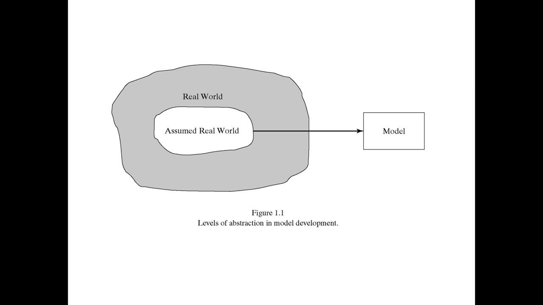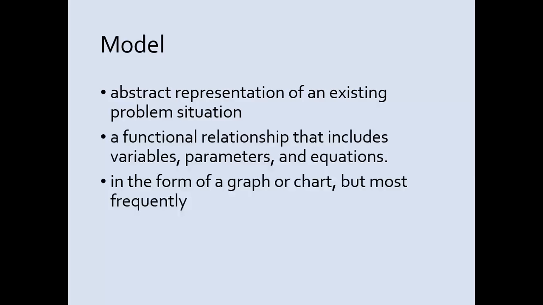So, that means some of the factors I have not taken into account. So, model is an abstract representation of an existing problem situation. It is a functional relationship that includes variables, parameters and equations, purely for mathematics, in the form of a graph or chart. Okay, a model can also be in the form of a graph or chart, or in a real picture also, like the masjid model that we saw.